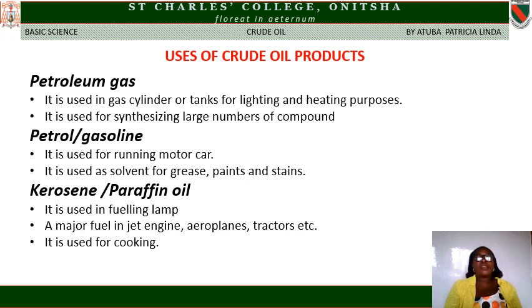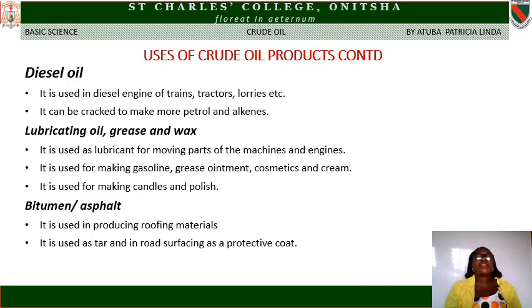The next product is diesel oil. Its uses. It is used in diesel engine of trains, tractors, lorries, etc. It can be cracked to make more petrol and alkanes.